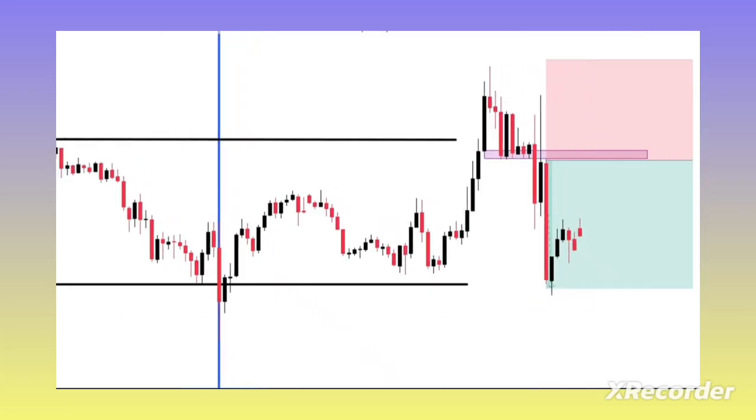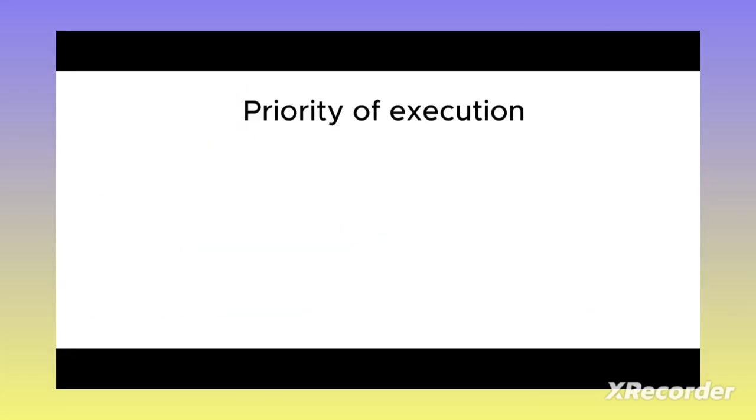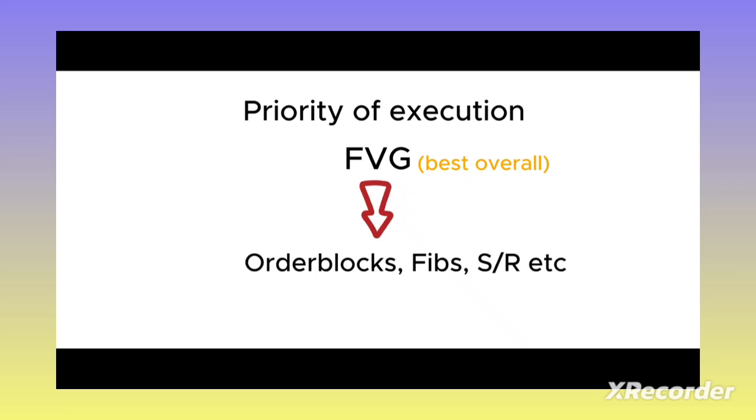It is important to know the priority of executions. The fair value gap provides the best risk to reward and probability. Then comes the rest of the price action execution models. You choose your favorite strategy to use. Our suggestion is to stick to the fair value gap. And if there is no imbalance printed on the chart, do not trade for that day. ICT models preach high probability setups.